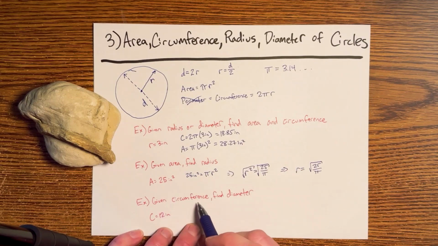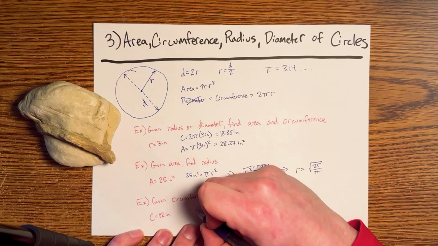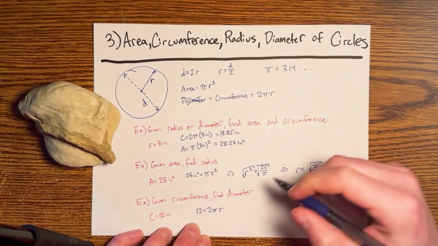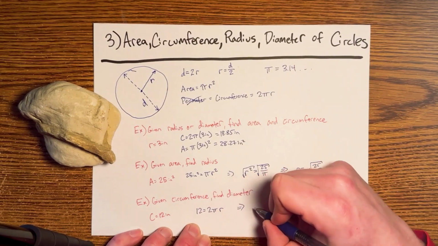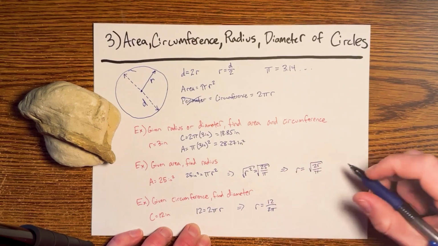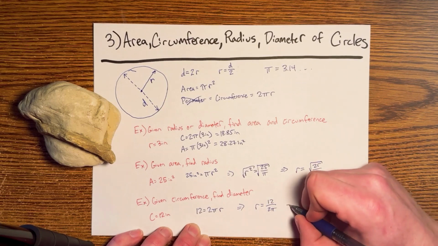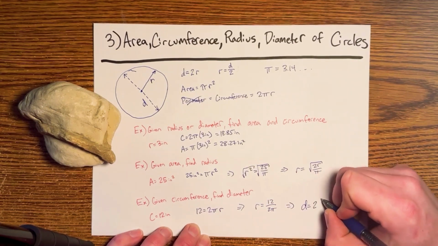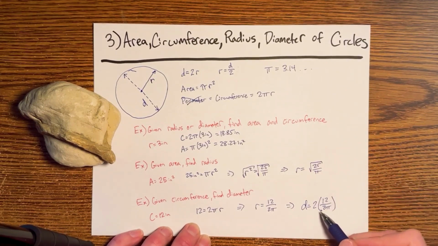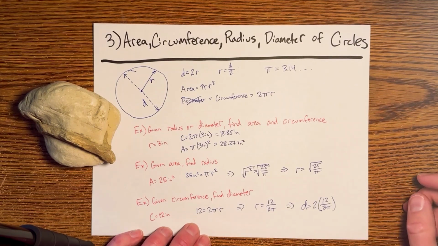The last one, given the circumference, find the diameter. So we have a circumference of 12 inches, and we see 12 is equal to 2 pi r. So we'll go through and figure out that r is equal to 12 divided by 2 pi. Remember, it's asking for the diameter, and the diameter is twice the radius. So the diameter is equal to 2 times 12 divided by 2 pi. And all you've got to do is plug that in. Don't get freaked out by all this extra stuff in there. Plug it into your calculator, you're good to go.